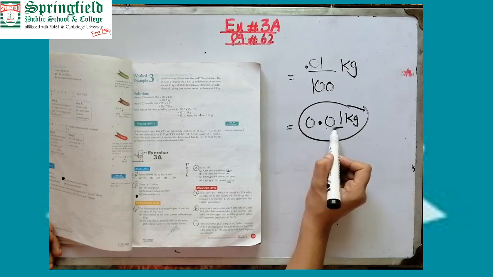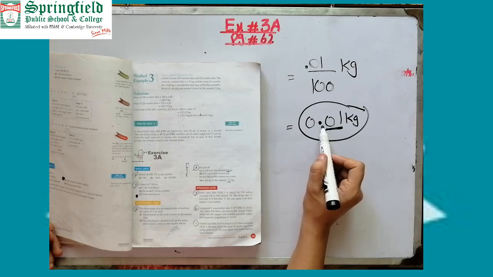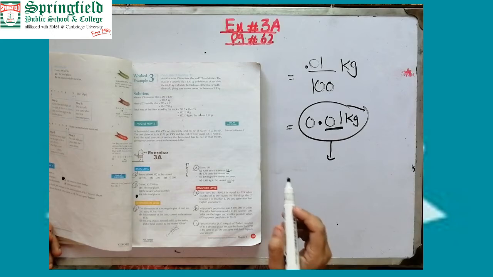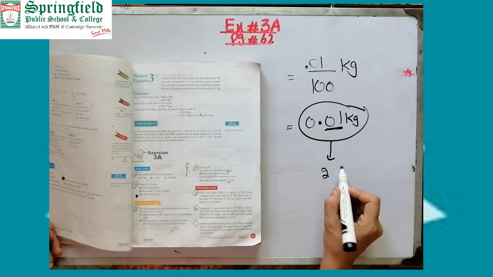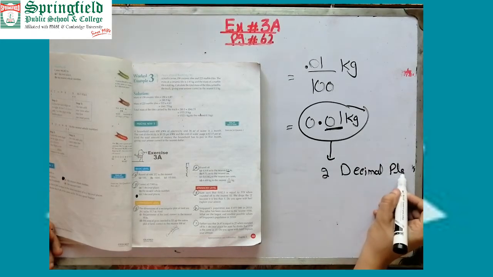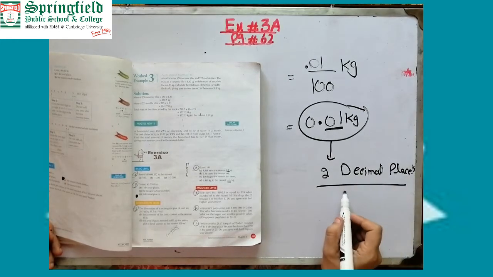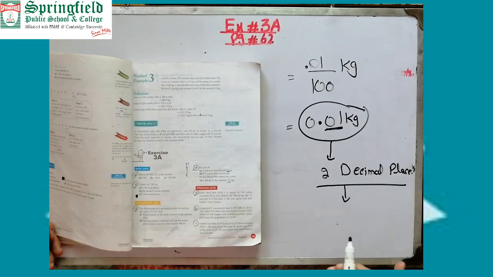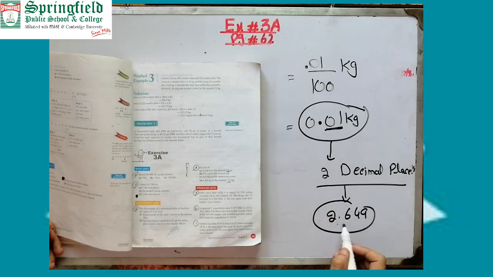So it means 0.01 kg. We will see how many digits are after the point. There are two digits, 1 and 2. It means they are asking us to round this number to 2 decimal places. Two decimal places means a number that has only 2 digits after the point. Let's suppose 2.649. This number has 3 decimal places. Now convert it into 2 decimal places.